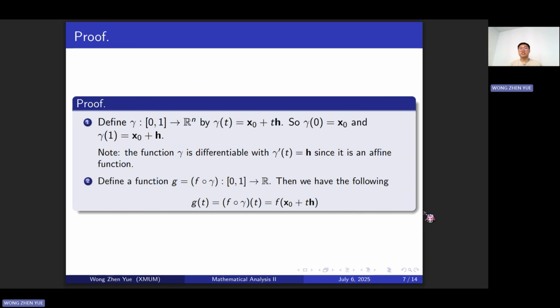Since it's just an affine function, now we can define the function g, the composite function. We compose the function f and gamma. Then g is from the closed interval [0, 1] to R. And we have the following, which is g of t equal to f of gamma of t. And if we apply gamma of t, we get g of t is equal to f of s0 plus th.